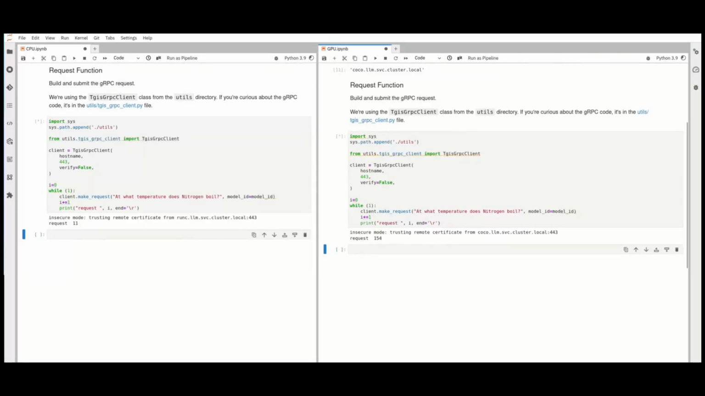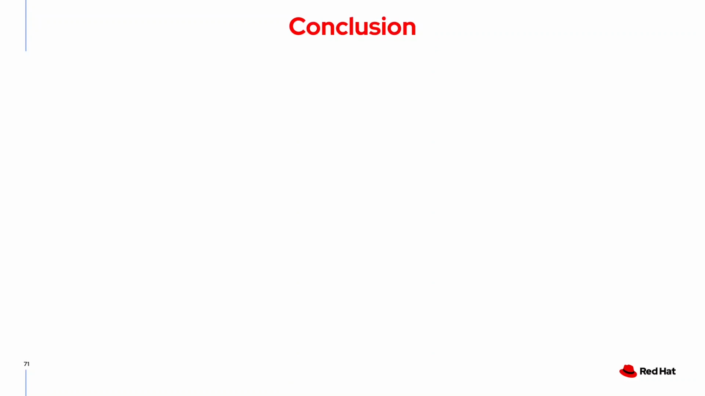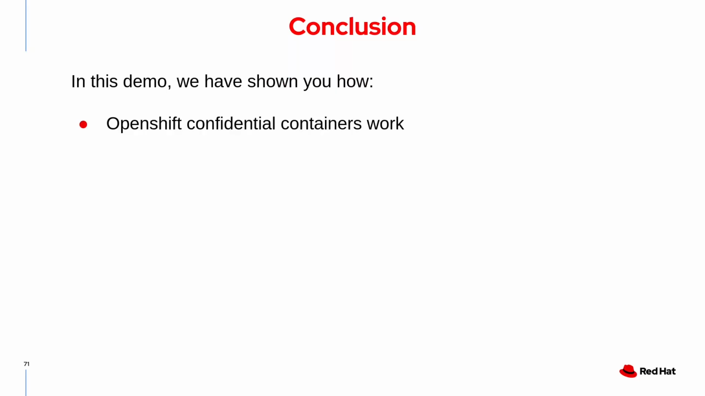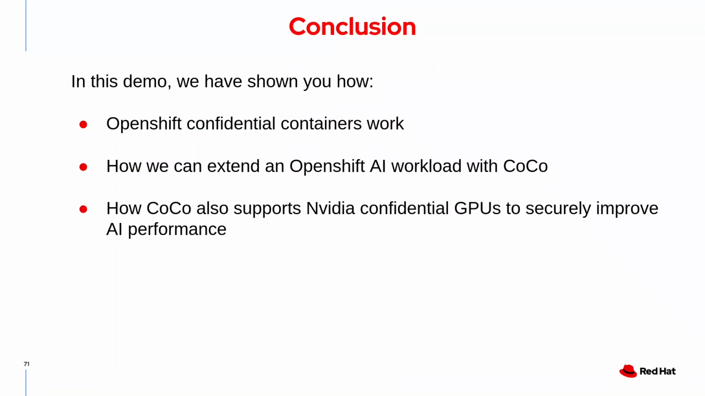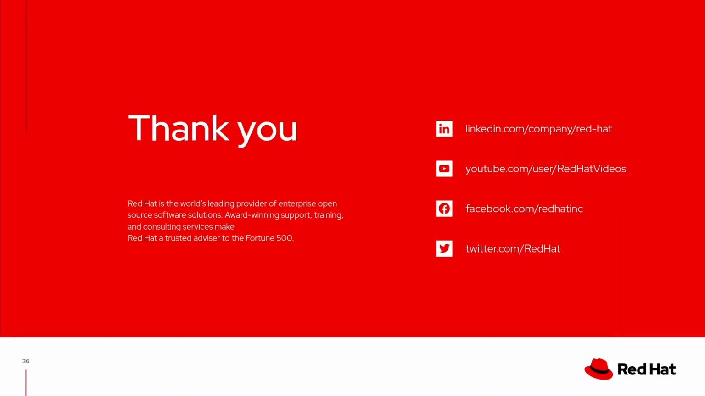And to conclude, in this demo, we have shown you how OpenShift confidential containers work, what a confidential container is, and what a confidential virtual machine is. How we can extend an OpenShift AI workload with confidential containers to make sure data is safe also during execution. How confidential containers also support Nvidia confidential GPUs to securely improve AI performance. This concludes our demo. Thank you and goodbye.